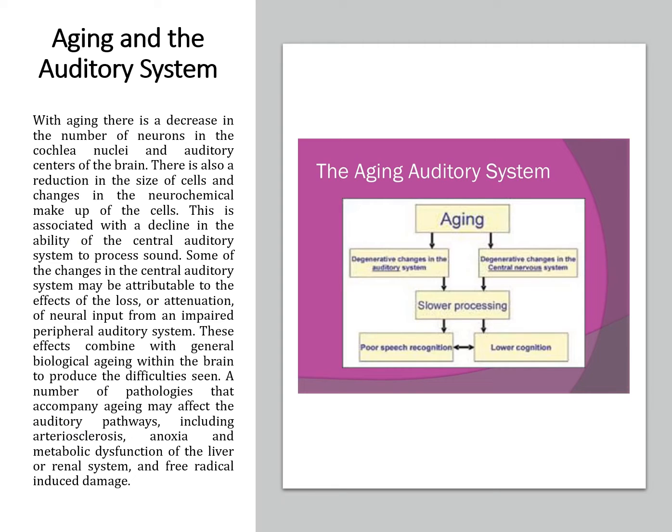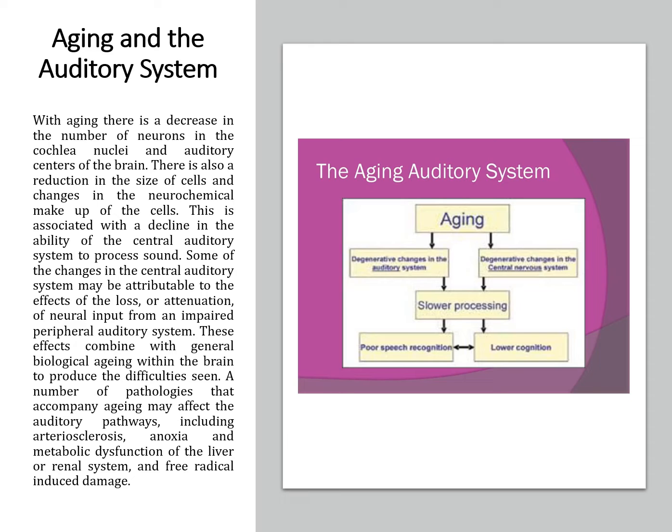Now let's discuss aging and the auditory system. With aging, there is a decrease in the number of neurons in the cochlear nuclei and auditory centers of the brain. There is also a reduction in the size of cells and changes in the neurochemical makeup of the cells. This is associated with a decline in the ability of the central auditory system to process sound.